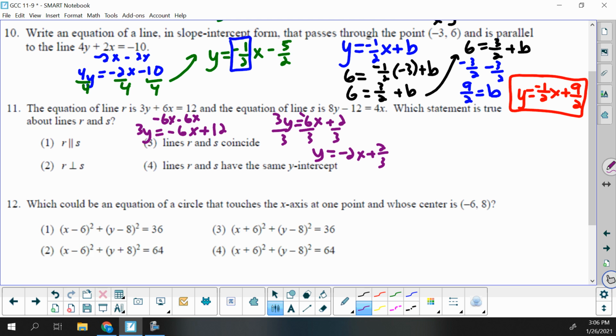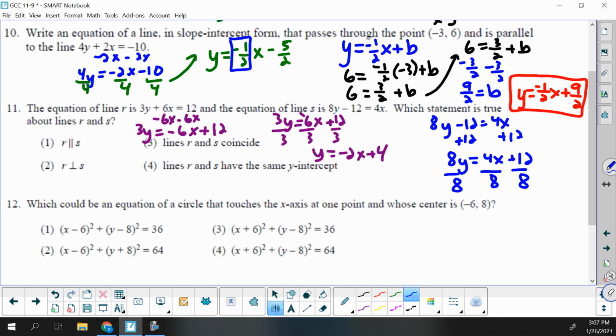Oops, sorry, I forgot the 1 on my 12. So that's not 2/3. 12 divided by 3 would give us 4. So the other one, we had 8y minus 12 equals 4x. Let's add the 12 over to start. That's 8y equals 4x plus 12. And we usually put the x part first so that we'll eventually be able to get it in y equals mx plus b form.